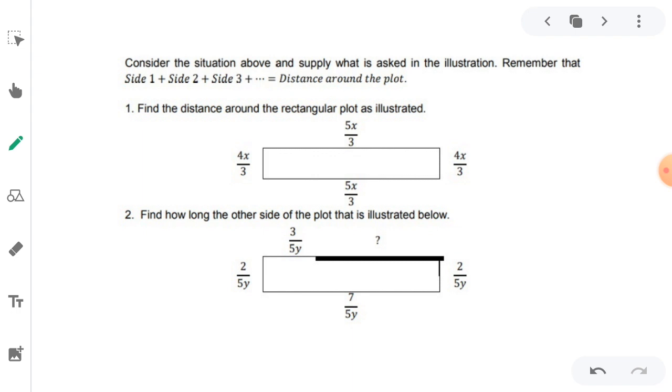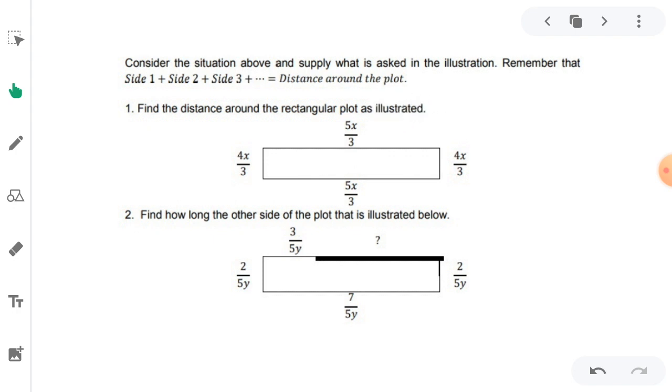Remember that side 1 plus side 2 plus side 3 plus and so on is equal to the distance around the plot. So here, I jumped out of your module and went directly to our What's New. So what will we do in number 1? Find the distance around the rectangular plot as illustrated. We said in our formula, side 1 plus side 2 plus side 3 plus and so on is equal to the distance around the plot.